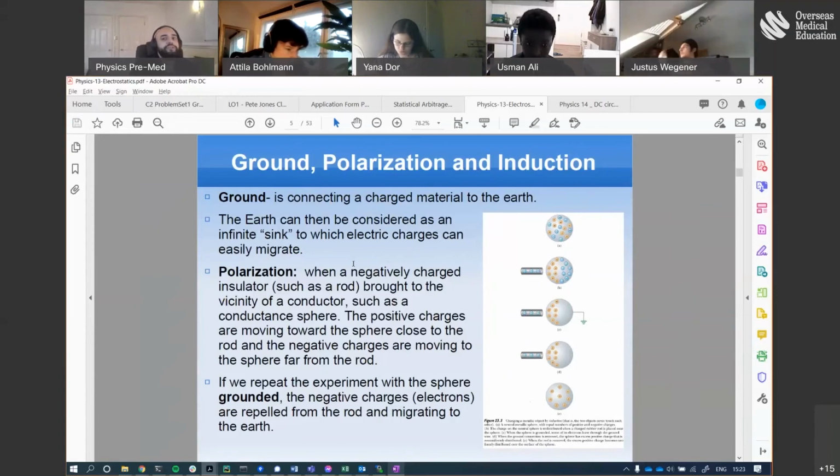Polarization will generally happen strongly in metals, because in metals, charges can move freely. Well, when something is an insulator, charges can't really move freely. So you can't really cause the separation of charges easily.